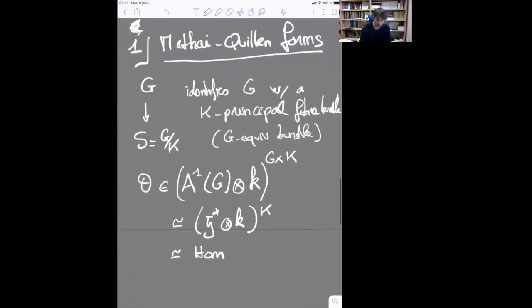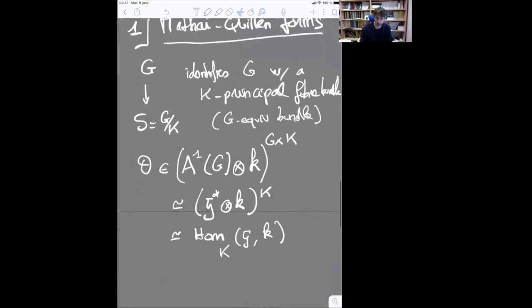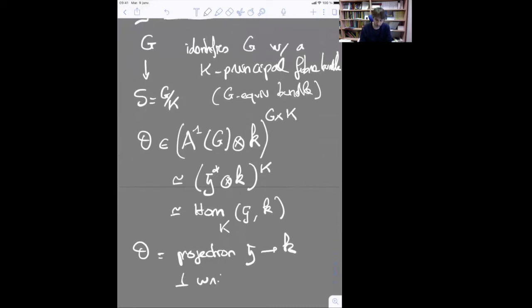And this is the same as Hom_K of g, k. And now the connection, if you think of it like that, it's just the projection. So theta is just the orthogonal projection with respect to the Killing form. So you can just remember that there is a natural G invariant connection on this principal bundle.